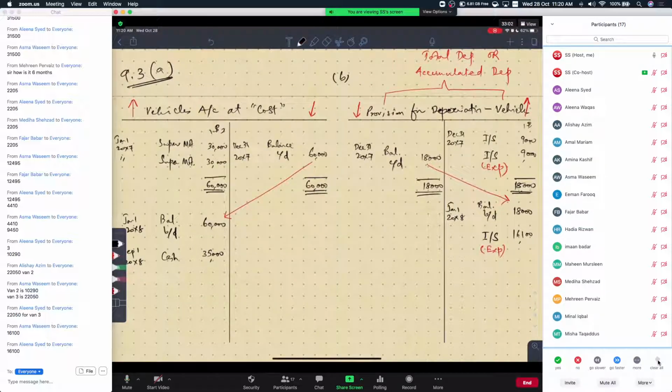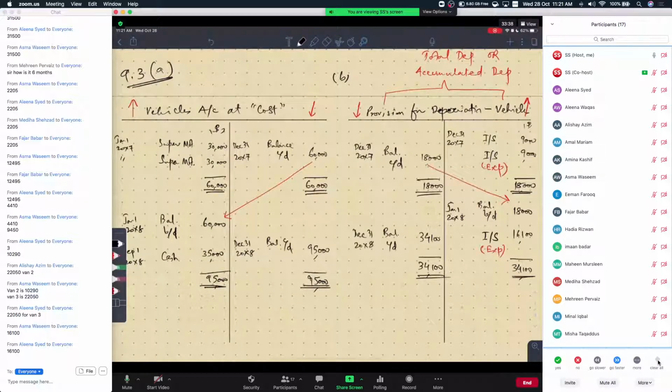And once it is done, you're going to repeat the same process. You're going to close down the accounts for the second year and determine the closing balances. 95,000 is the closing balance in the vehicle. So balance carried down on 31st of December 20x8. And this account, provision for depreciation account, will have a closing balance of 34,100 to be reported on 31st of December 20x8, right?